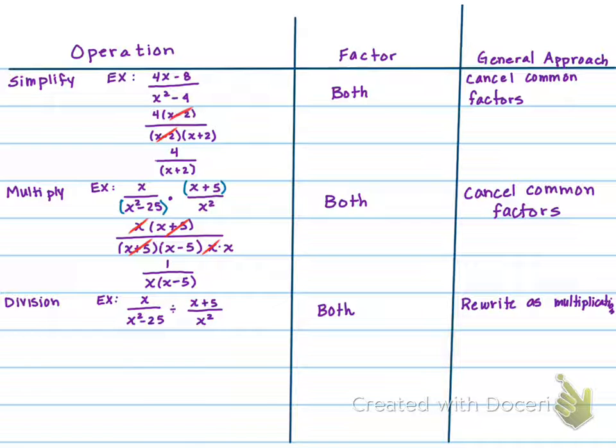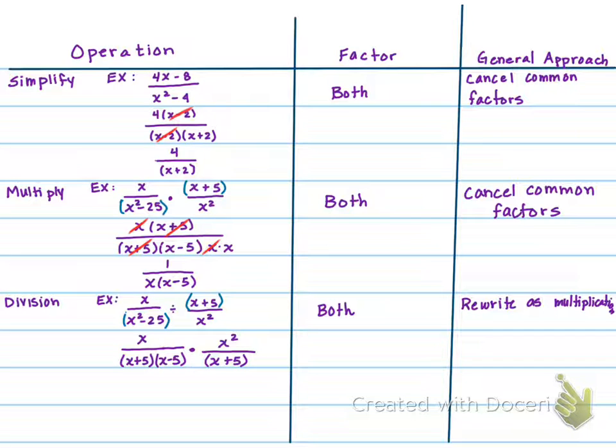So over here, again, I've got parentheses here and here. So we have x over x plus 5 times x minus 5. And then our factorizations are the same as they were in the last problem, but this is going to be the reciprocal.